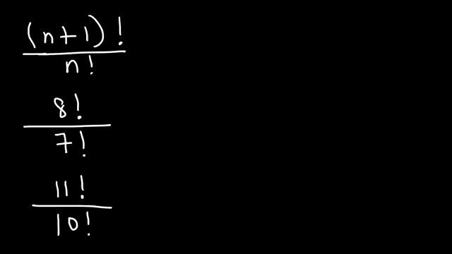What would 11 factorial over 10 factorial simplify to? Let's see if there's a pattern. So 8 factorial is simply 8 times 7 factorial. And so we could cancel 7 factorial.